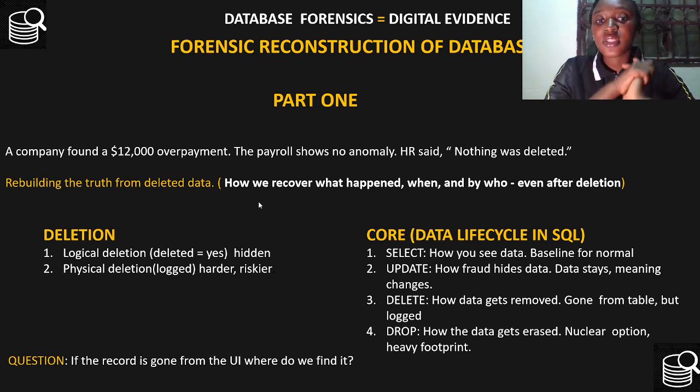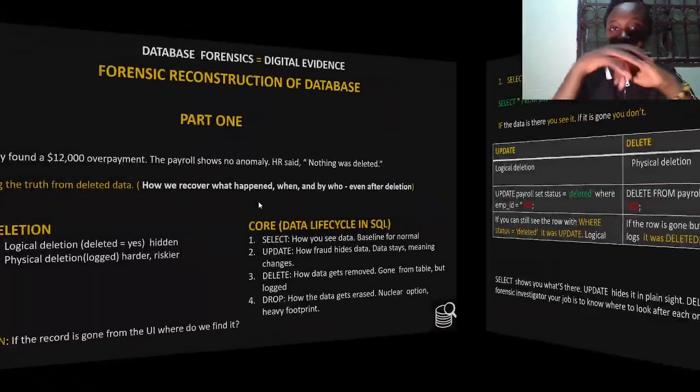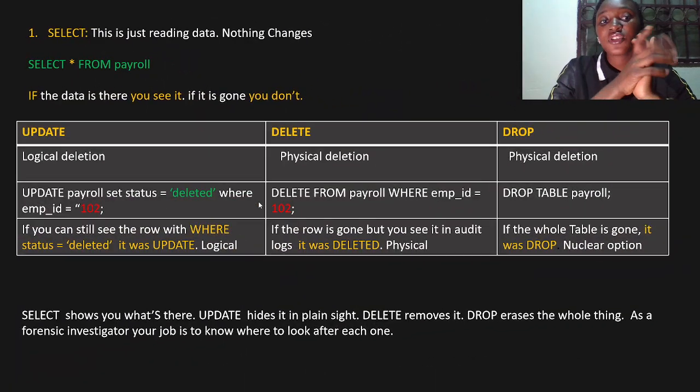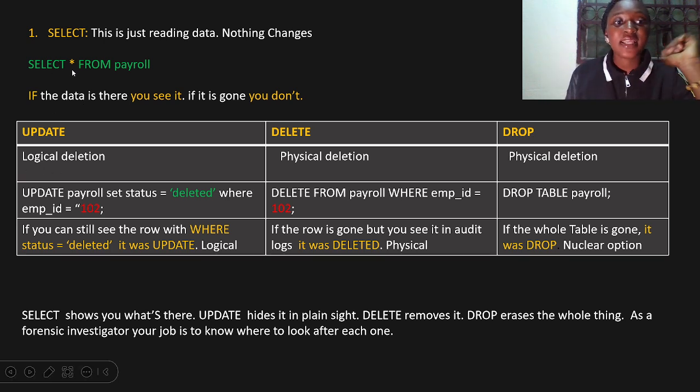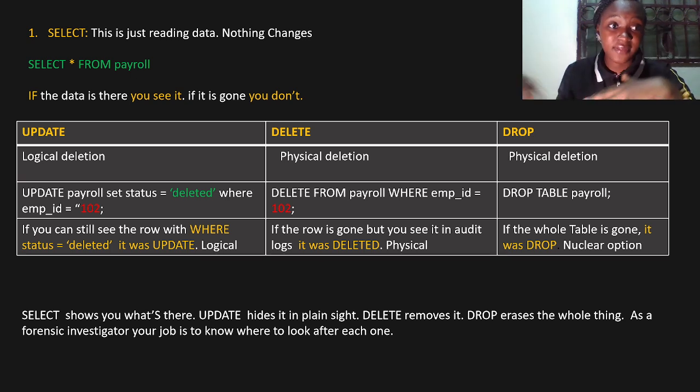Now, before looking into deletions, we are going to look at the core concepts. We are going to have the select, the update, the delete, and the drop. Now, the select function is just simply reading the data table. What is found in the database? You simply use the select command to see the data in the database. For example, the example that we have here is select from payroll. The database is named payroll. When you write this command, you're going to have the database payroll. You'll see that in the following slides.